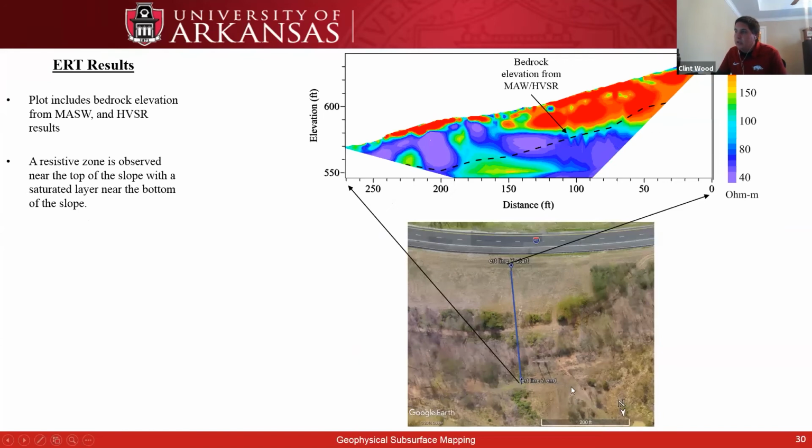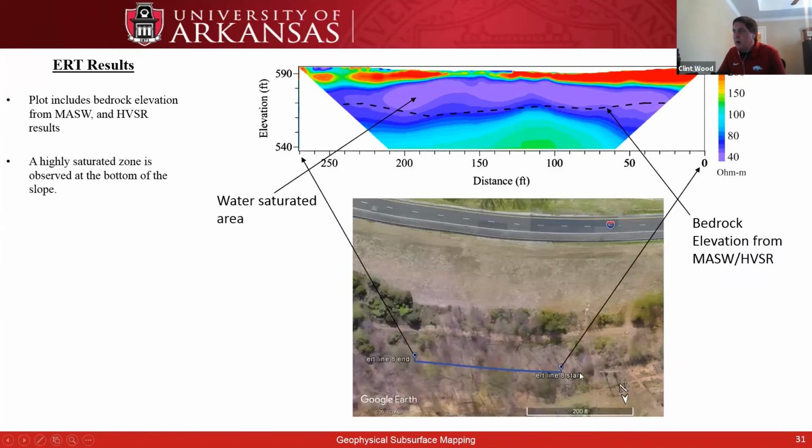And then if we go over here to the bottom line, we're seeing kind of the same features, not as much in terms of saturated areas, but still these highly conductive areas. And then at the bottom of the slope, we're seeing this all highly saturated area. And again, we pick up the bedrock depth okay at the bottom, but we do have some differences here along one end of the line in this particular case.